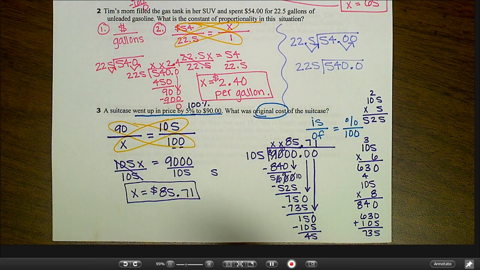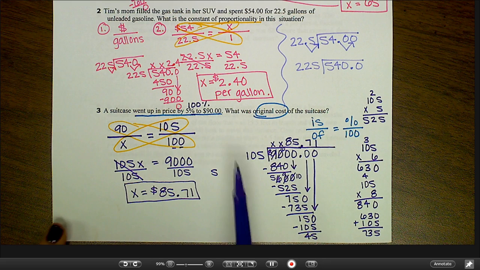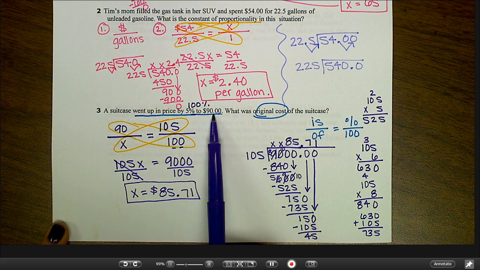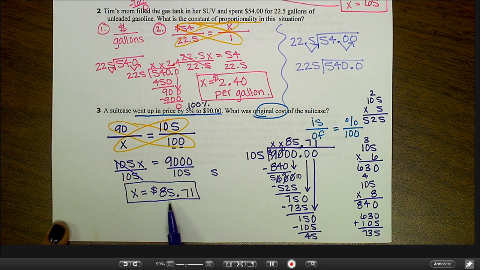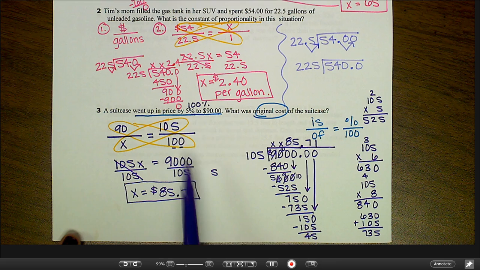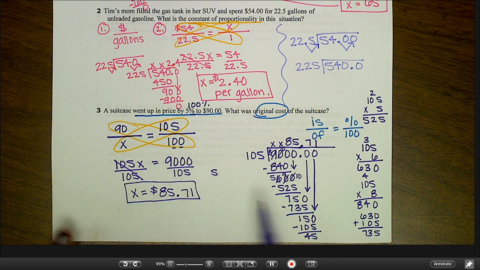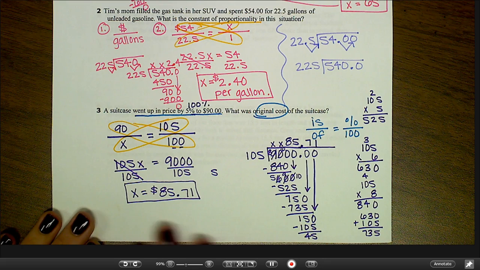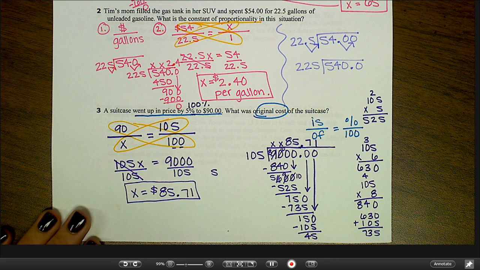So we check to see if our solution is reasonable. If it went up in price to $90, does it make sense that it would originally be $85.71? That makes sense to me because it went up just a little bit, and $85.71 is just a little bit less than $90. So if you missed any of this, go ahead and pause the video, catch up, make sure that you understand everything before you move on.